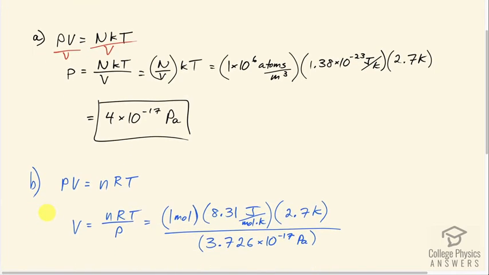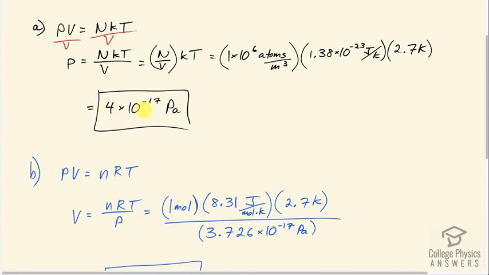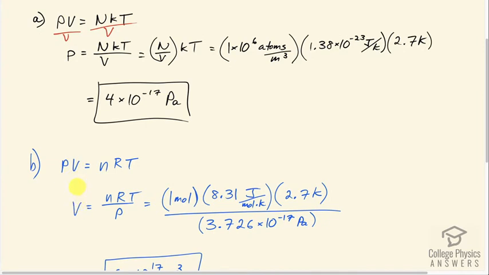In part B, we're asked what volume 1 mole of gas would take up. So we have this pressure that we've now calculated, and we'll use that in this calculation for volume. So we have pressure times volume equals small n, which is the number of moles, times the universal gas constant R times T. And we're choosing this form of the ideal gas law because it has moles in it. So we'll divide both sides by P, and we get V equals nRT over P.